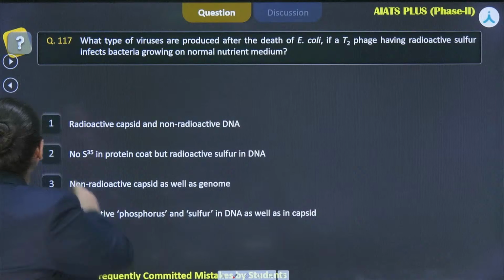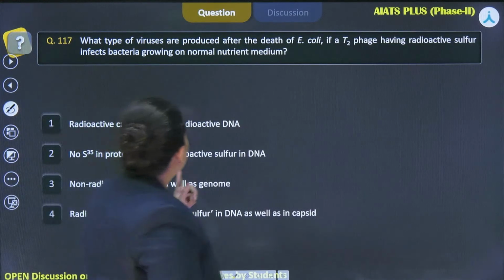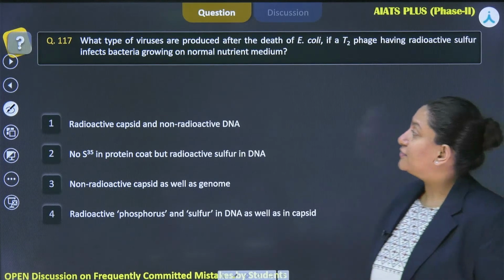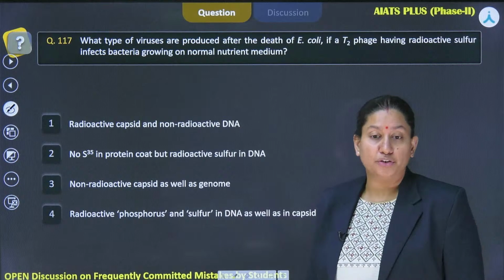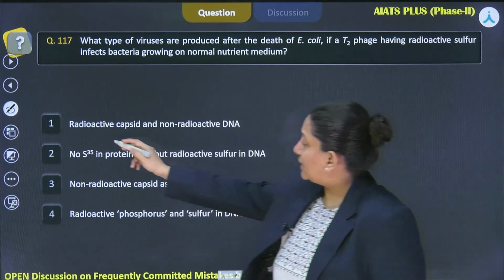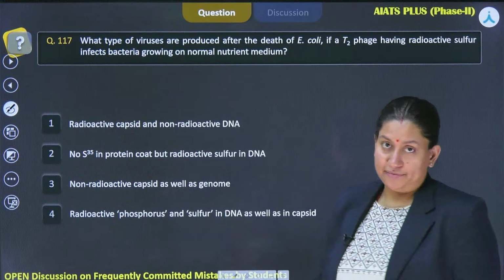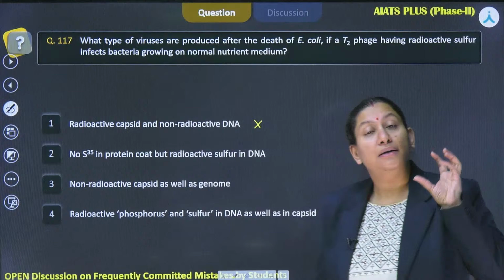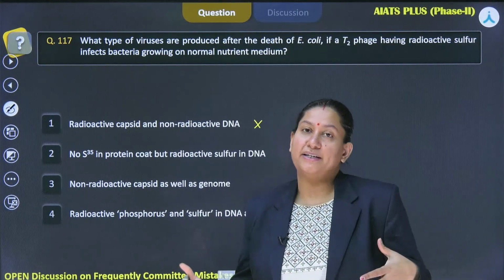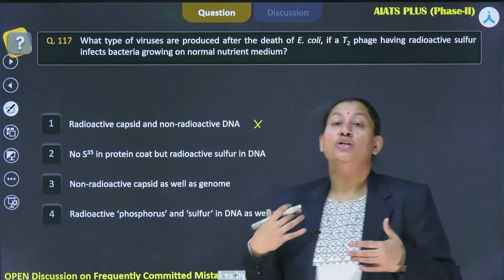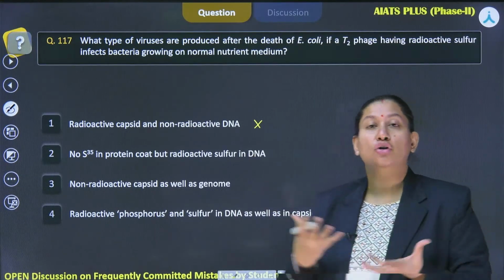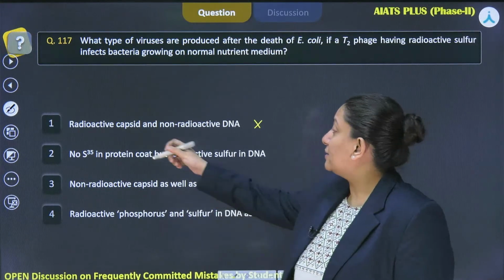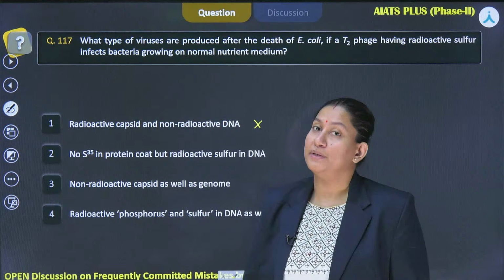So, getting back to this one, it is asking what type of viruses are produced after the death of E. coli if a T2 phage having radioactive sulfur infects bacteria growing on normal nutrient medium. The first option says radioactive capsid and non-radioactive DNA. As I have told you, the radioactive capsid has already been separated out from the bacteria, so after growth on a normal medium it does not have any radioactive source, and that is the reason neither the capsid nor the DNA is going to be radioactive.